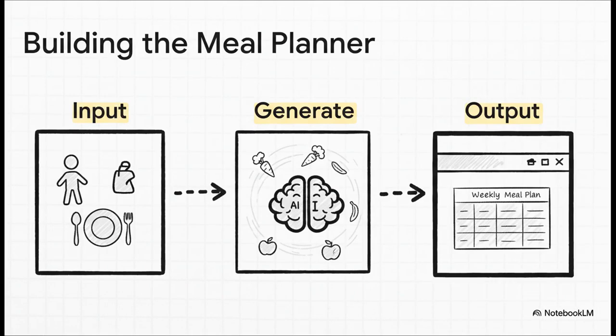So let's plug our meal planner into that system. The input is as easy as answering two questions: how many people and how many meals? The generate step, that's where the AI takes over and just, poof, creates a full meal plan. And the output is a nice, clean web page with your whole week's menu laid out for you.